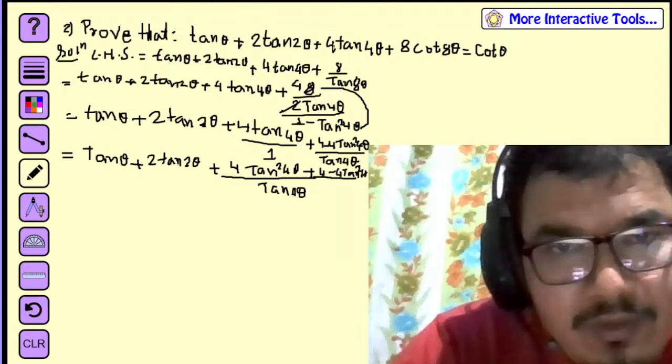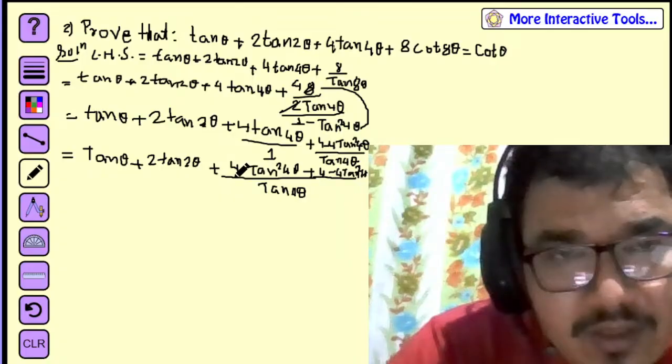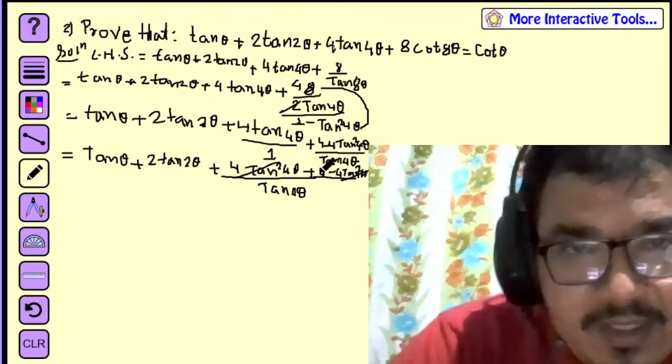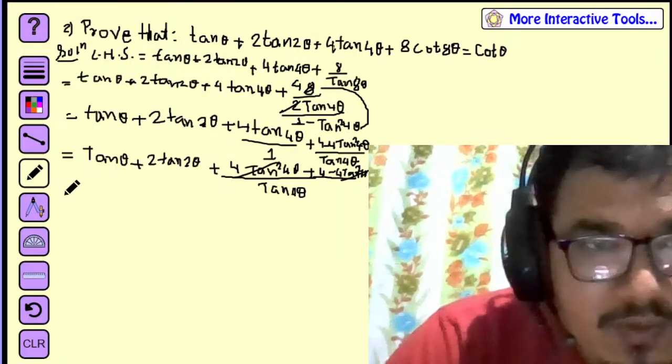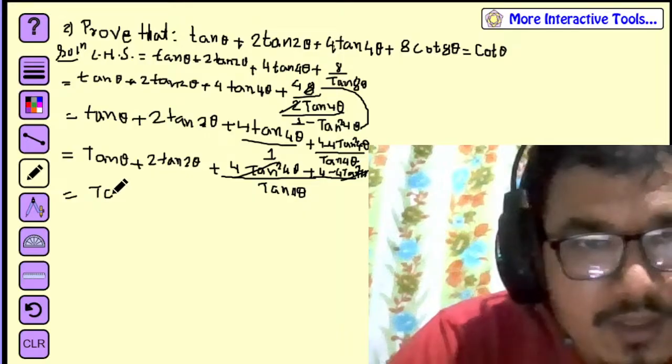This is 4 theta. Now look here, this is positive and this is negative, so we can cancel them, and here only 4 remains. Now the same thing will be applied for the other remaining term also. What we did in the last two terms, that same thing will be repeated.